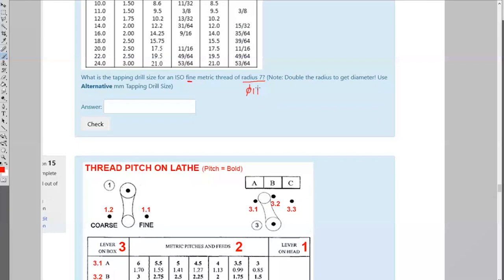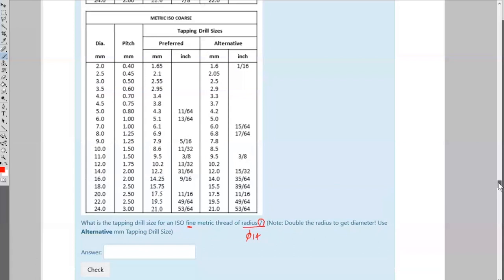I know why I did radius 7, because that's a random number there. And if I double it, I will have a standard metric thread. But if I have like 13, it's not standard. So there you go. That's why. Radius 7, which means 14 diameter. So there's a 14 right there. And if we're trying to do a 14 mil, then I will find an alternative size.